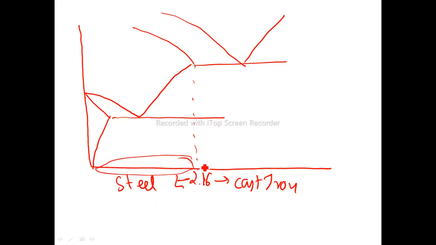So we are varying the concentration of carbon from 0 to 2.16. By varying only the 2.16 weight percent of carbon, we will get a wide range, thousands of materials, thousands of steel alloys. Hence it is very interesting to study steel. We get a wide range of mechanical properties by varying the concentration of carbon.